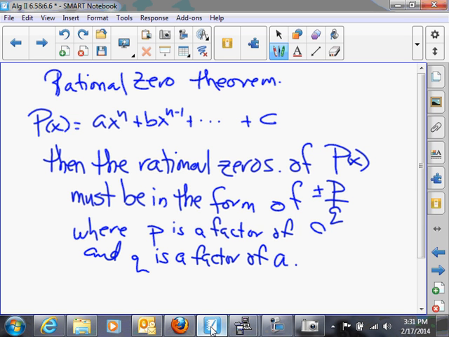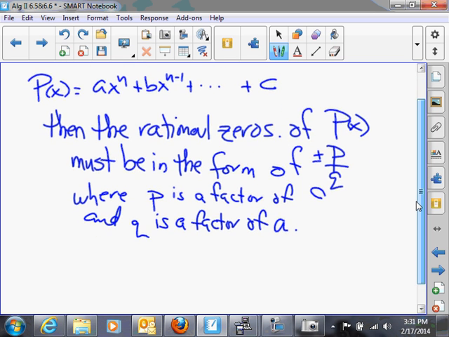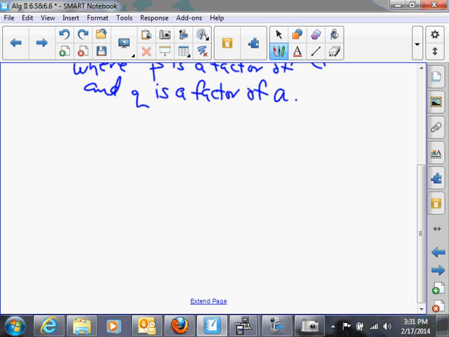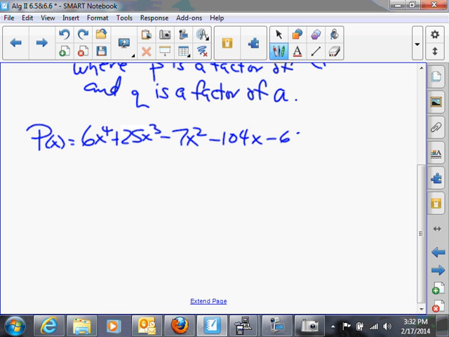Now, I think it probably would be best if I showed you an example. So imagine p of x is equal to 6x to the fourth plus 25x cubed minus 7x squared minus 104x minus 60.